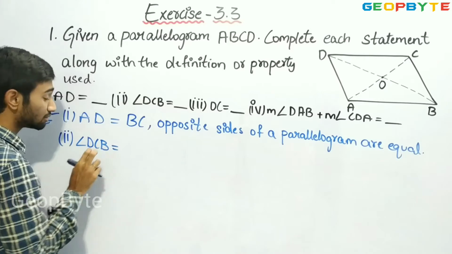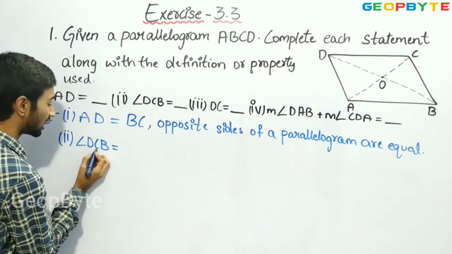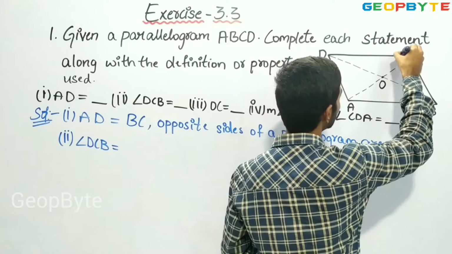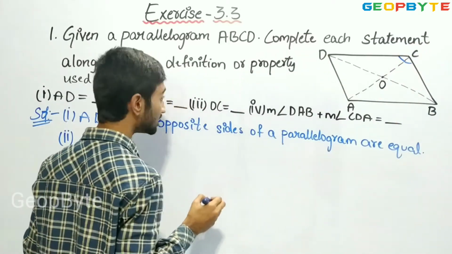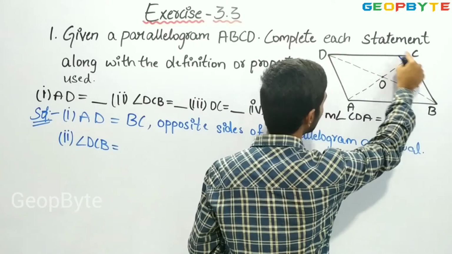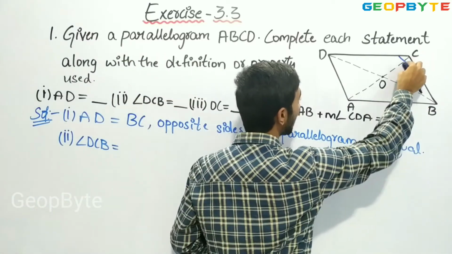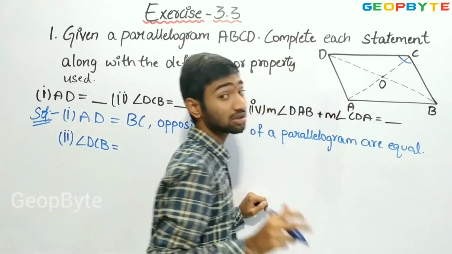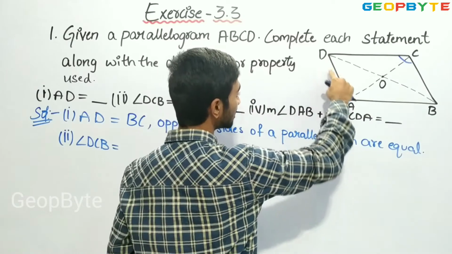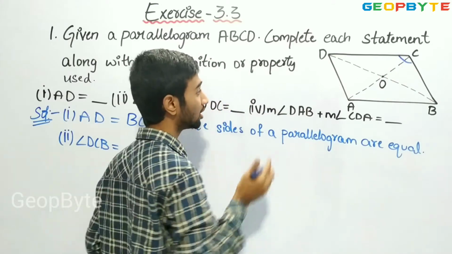So here the angle is considered at the point C because it is in the middle of this angle. So at C the angle should be considered. So the angle is made near C. So angle DCB equal to this angle DCB. So this is the angle DCB. So angle DCB equal to what? So opposite to angle C is angle A. We know that in a parallelogram opposite angles are equal. So angle DAB is equal to angle DCB because they are opposite angles.